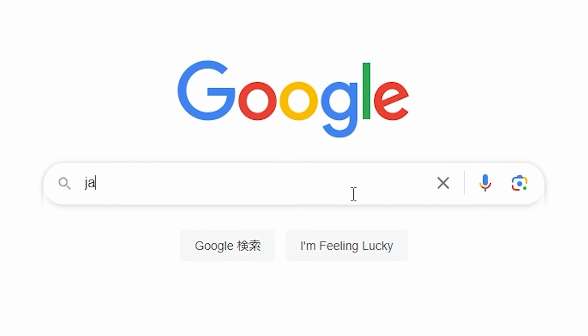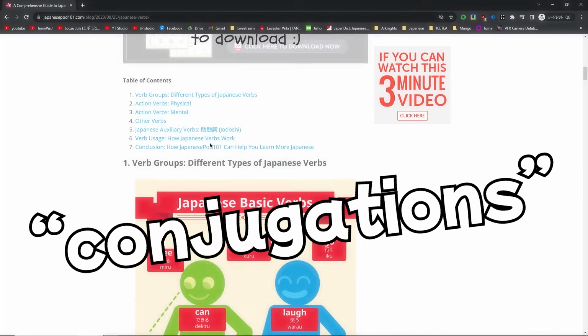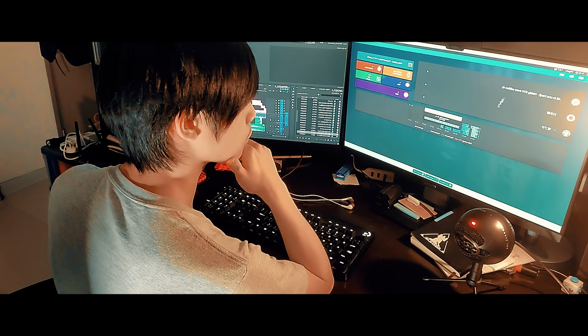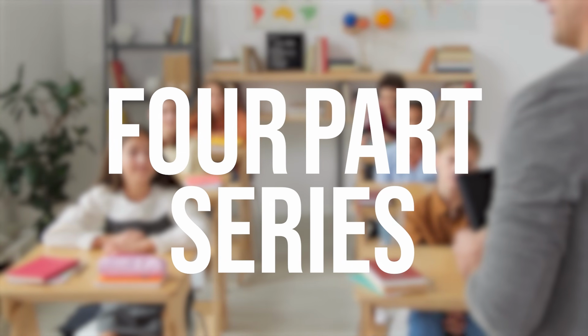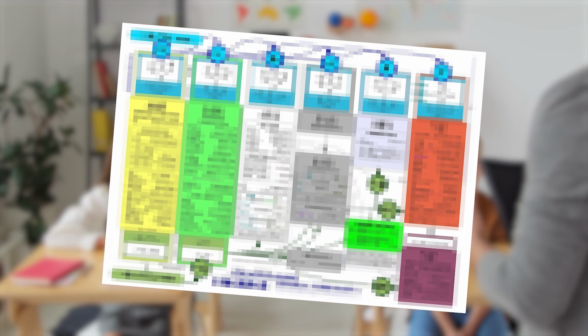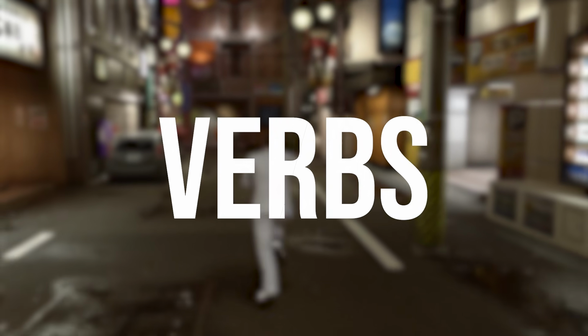Jouzu, jouzu. When you're first starting to learn about Japanese verbs, it can be pretty daunting seeing all these weird conjugations and whatnot. Heck, when I first started learning Japanese, I didn't even know what a verb was. But don't you worry, because in this 4-part series, we'll cover how native Japanese speakers learn about verbs and what the textbooks don't tell you.